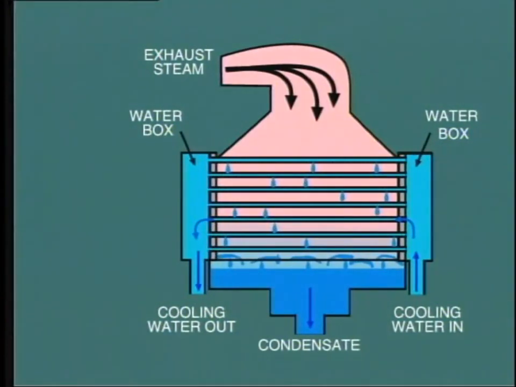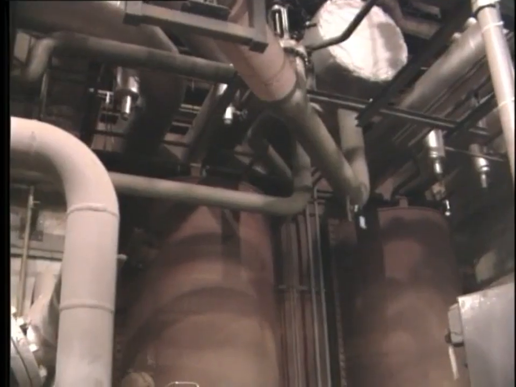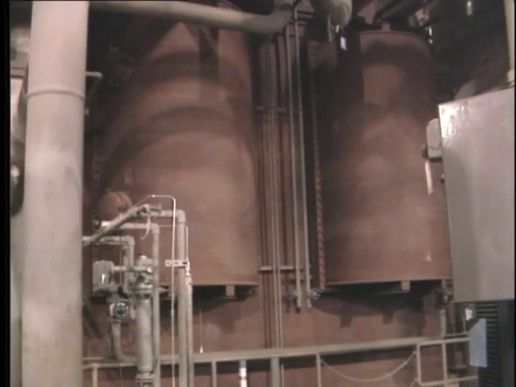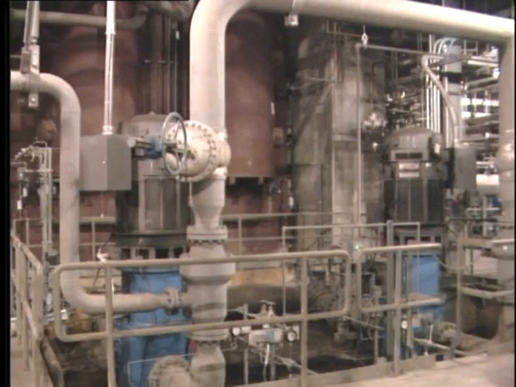Cooling water passes through the inside of these tubes, while steam condenses on the outside of the tubes. This so-called condensate then falls to the bottom of the condenser, where it is collected in a vessel known as the hot well. From here, the condensate is removed by the condensate pump and circulated back to the system.